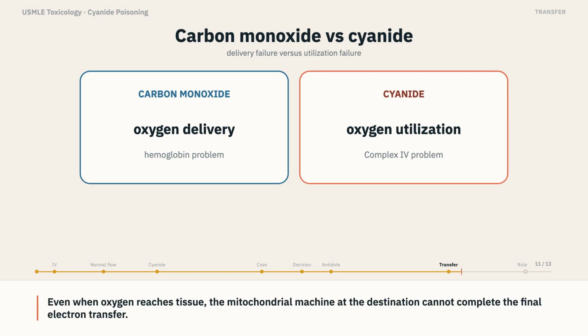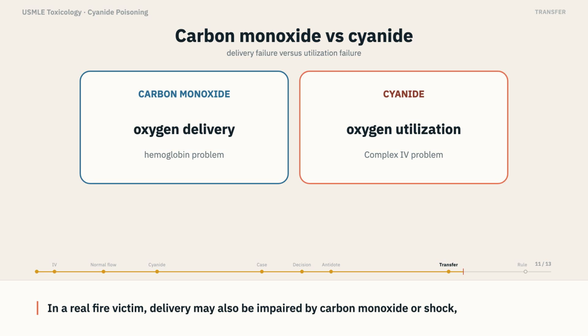Even when oxygen reaches tissue, the mitochondrial machine at the destination cannot complete the final electron transfer. In a real fire victim, delivery may also be impaired by carbon monoxide or shock, so keep the mechanism distinction without pretending the patient has only one problem.